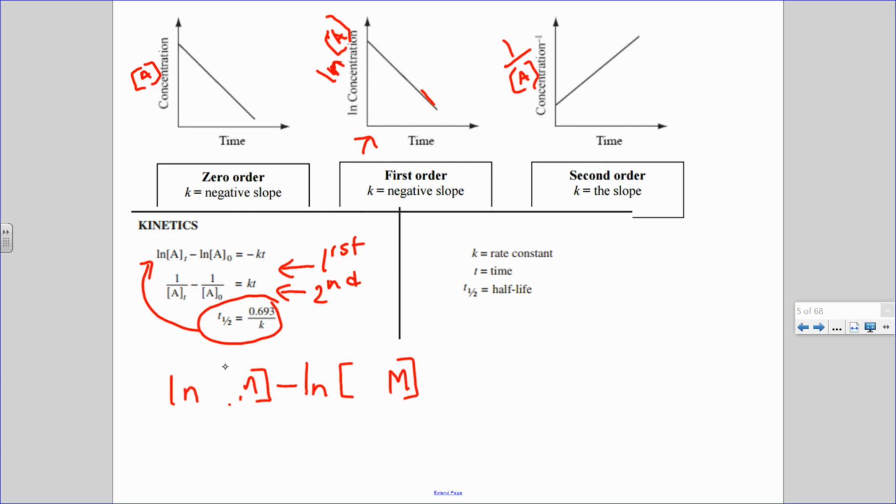This one is 0.5 and this one is 1. So you start out with 1 molar. Sometime later, you have half molar, or 0.5 molar, and that equals kT. Well, if you add these two or subtract these two, you get negative 0.693. That equals negative kT. And you rearrange that, you get this equation.